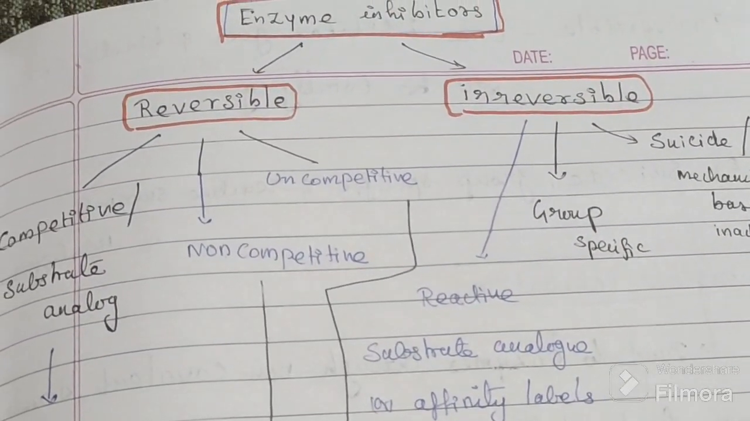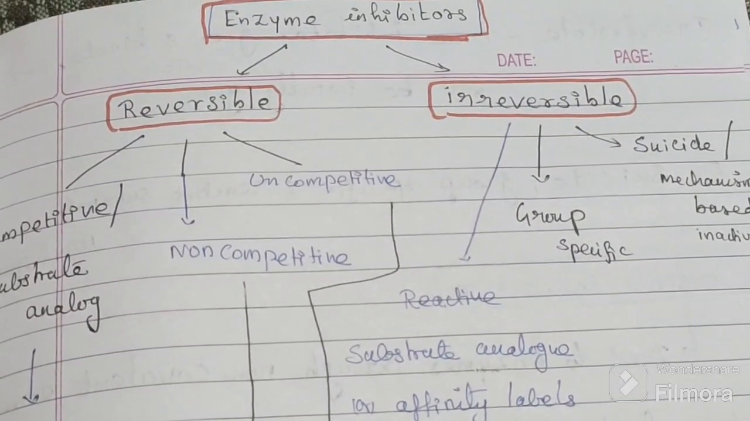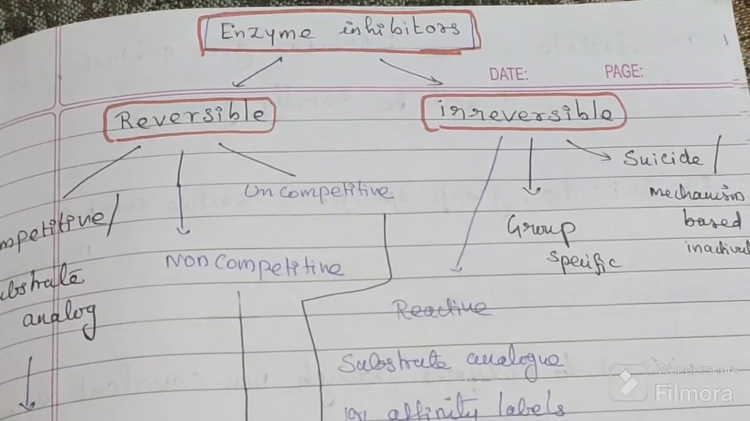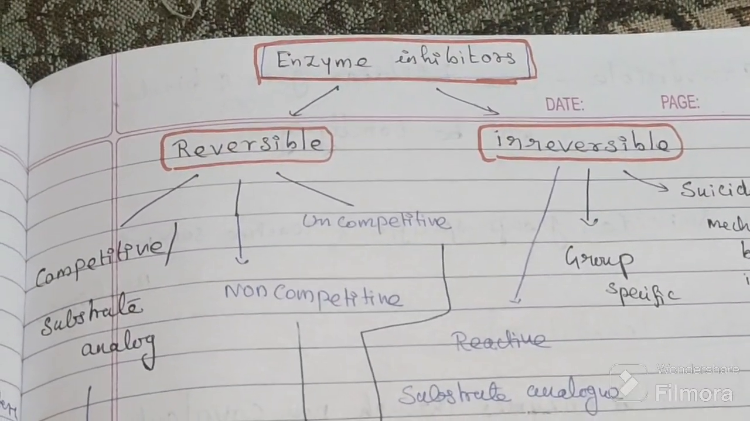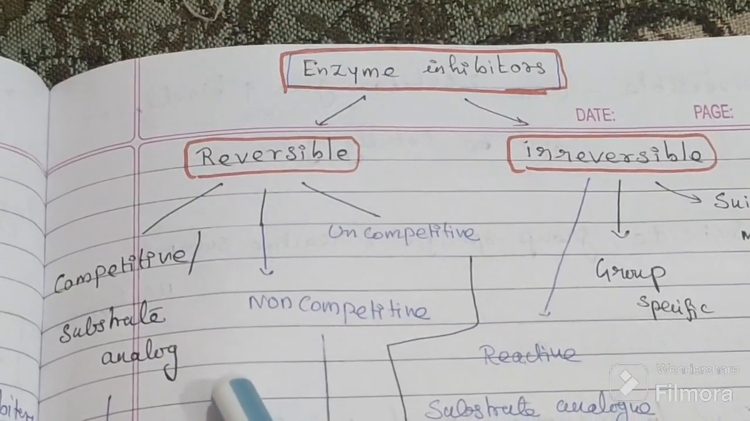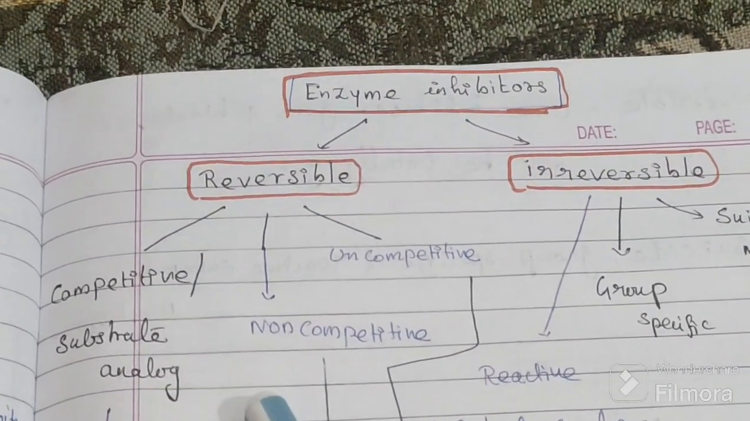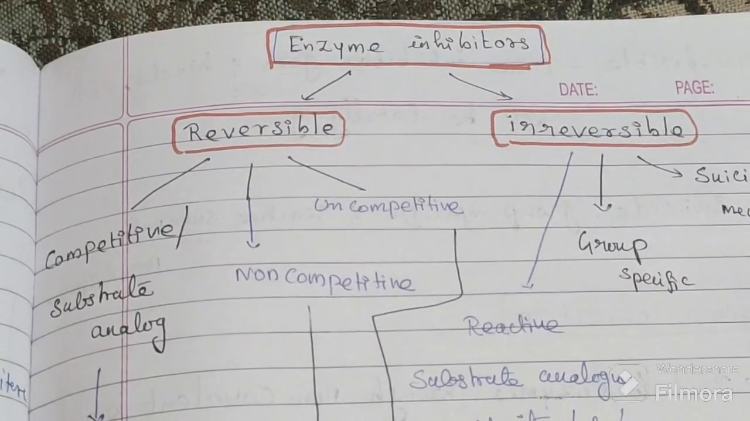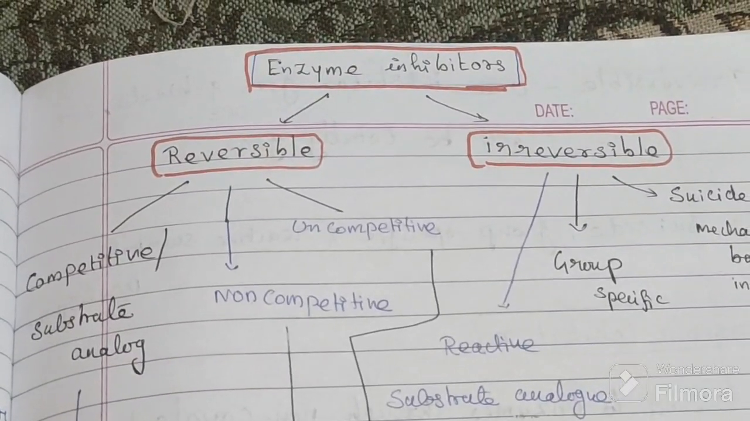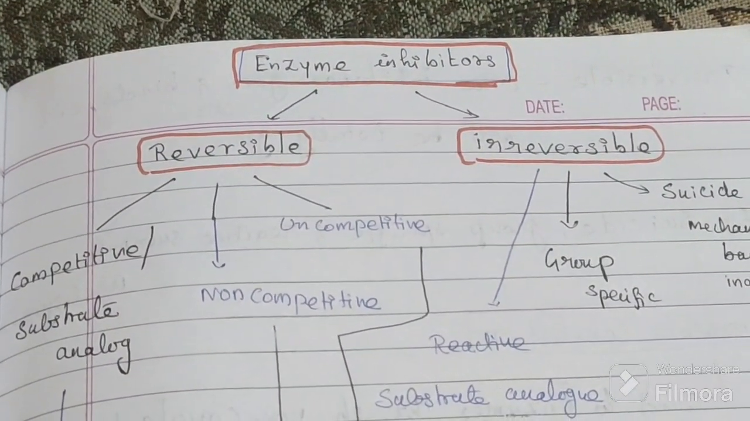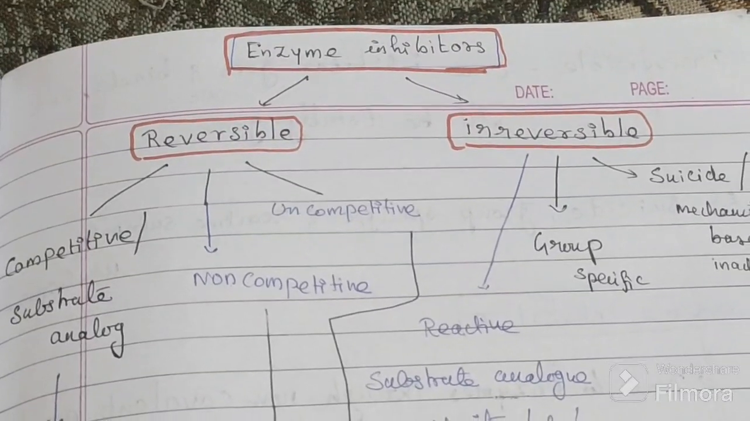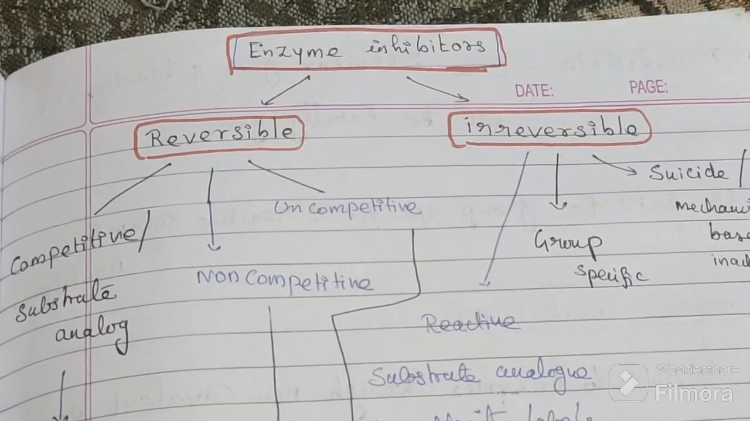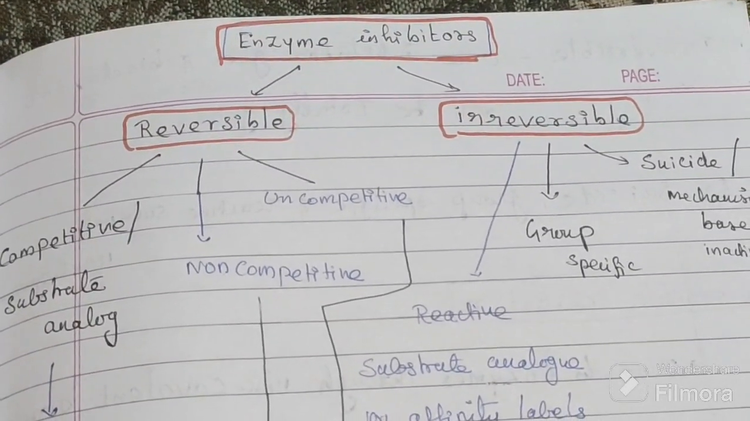But in case of an irreversible inhibitor, once the inhibitor goes and binds to that enzyme, the reaction cannot proceed. This process cannot proceed further. Even if you remove that inhibitor from the enzyme, there will be deactivation of the enzyme, and there will be no occurrence of the reaction further. So that mechanism is irreversible inhibition.